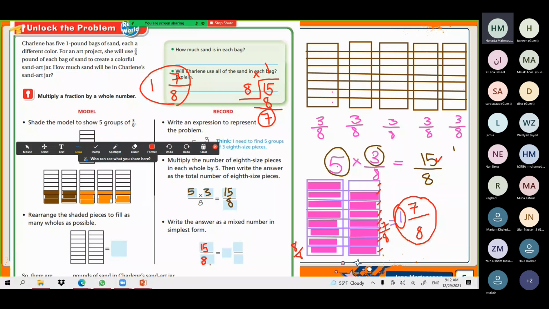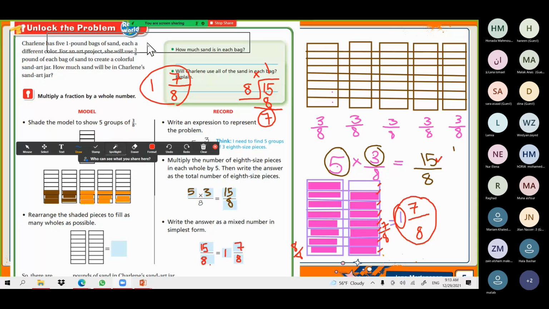Yes, now I understand that the 8 is like the whole. If only one square or one rectangle is shaded completely, you say 1. If 2 squares are shaded, you say 2, and so on. Okay, you are welcome.